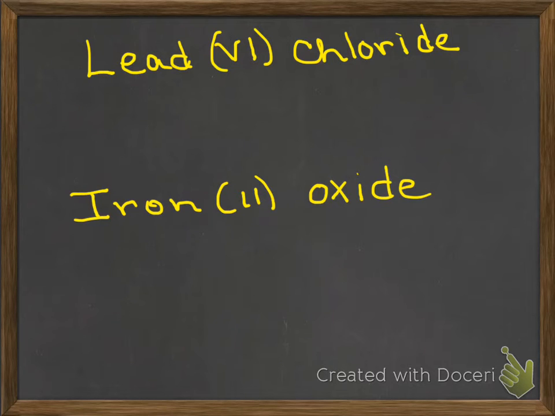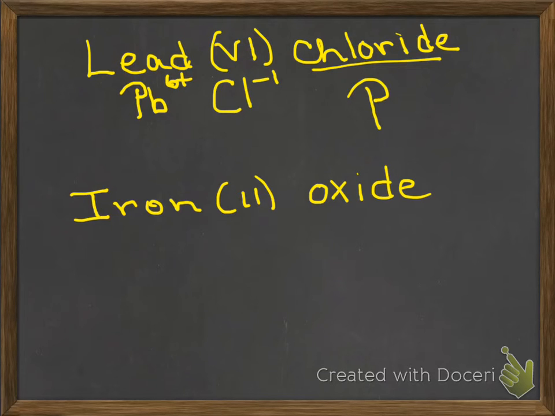A couple more examples. Lead, this is the Roman numeral 6, so lead is Pb, and the 6 means it has a 6 plus charge. If you look at your periodic table, chlorine is a minus 1, so our formula would be PbCl6.